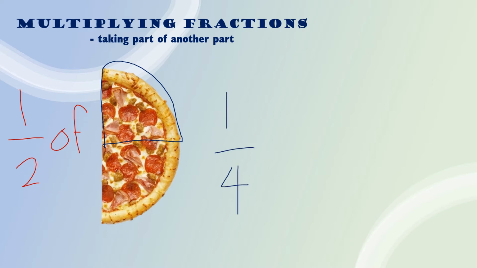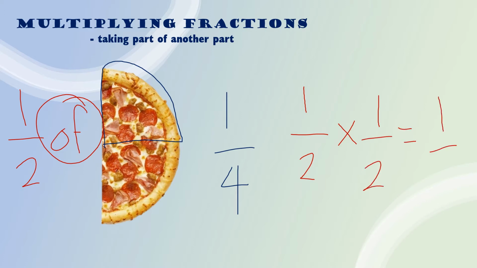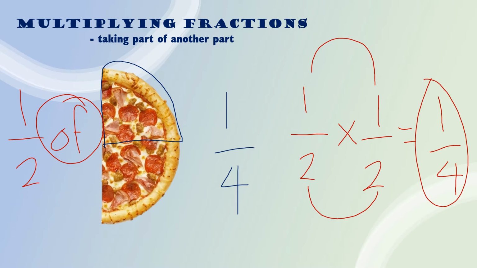So how do we represent that? Again, we said that the word "of" is times, so 1/2 of 1/2 equals 1/4. How did we do that? We just multiplied the numerators, 1 and 1 equals 1, and we multiplied the denominators, 2 times 2 equals 4, which is 1/4, and it's the same as our answer here.